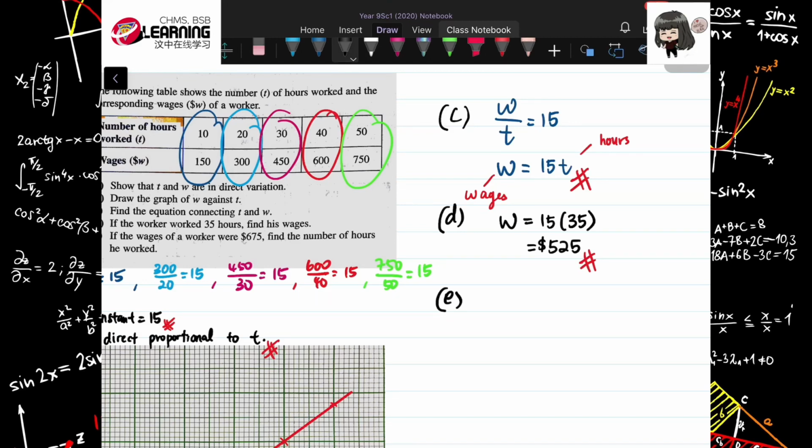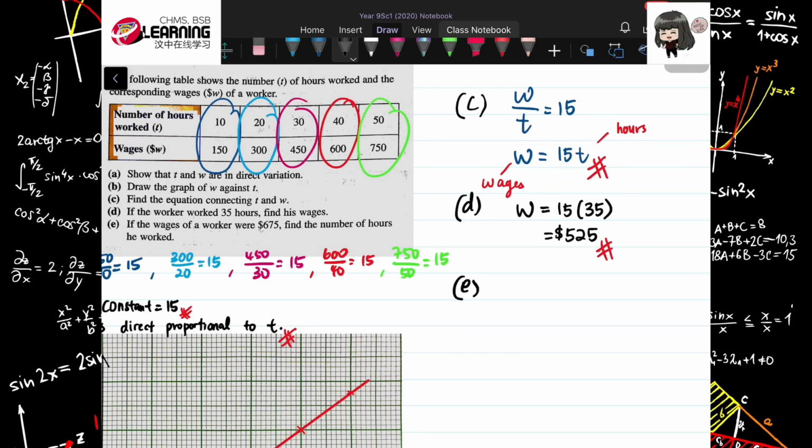Okay, part E. If the wages of a worker were 675, so now our W is 675. Find the number of hours he worked. Since W equals 15T, so 675 equals 15T. So we can find our T here. We move the 15 to the other side, it becomes divide. So 675 divided by 15 equals 45. So T equals 45 hours. Okay.